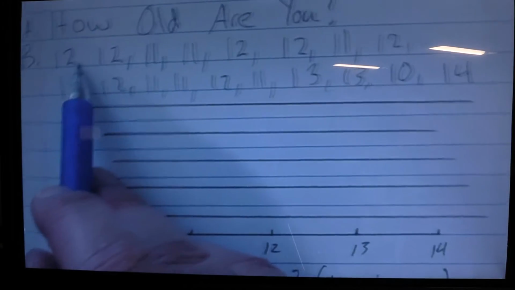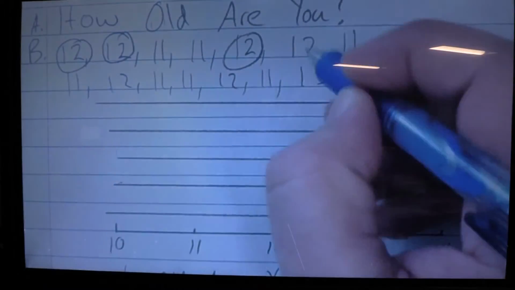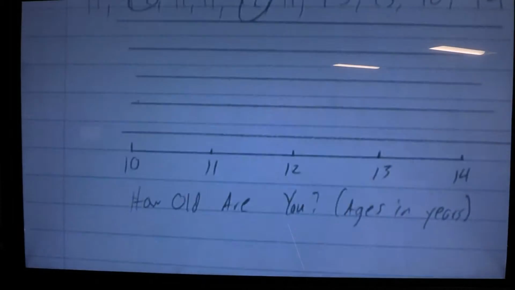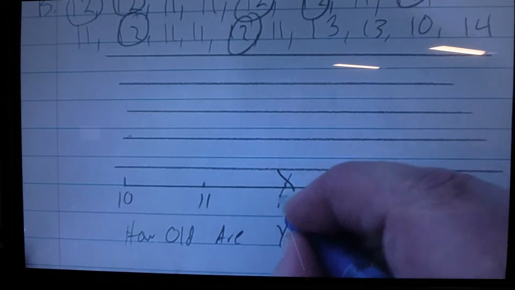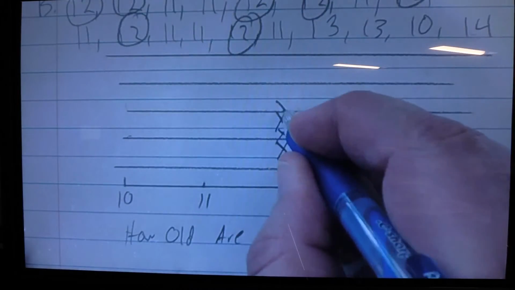Okay, so I've got 12 here, and let's see how many 12s I have. I have 7 12s, so I'm going to go ahead and put X's. 1, 2, 3, 4, 5, 6, 7.